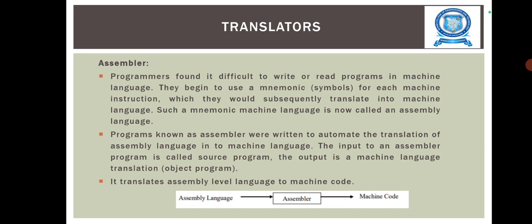Assembler. Programmers found it difficult to write or read programs in machine language. They began to use a mnemonic or symbols for each machine instruction, which they would subsequently translate into machine language. Such a mnemonic machine language is now called an assembly language. Programs known as assemblers were written to automate the translation of assembly language into machine language. The input to an assembler program is called the source program. The output is a machine language translation, that means it is an object program. It translates assembly level language to machine code.